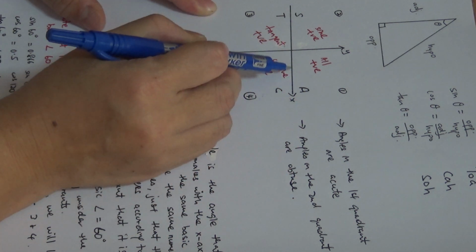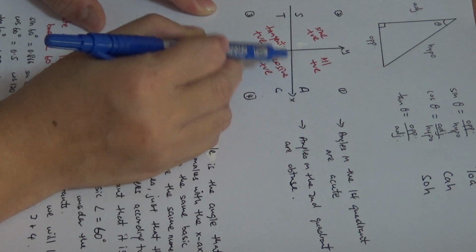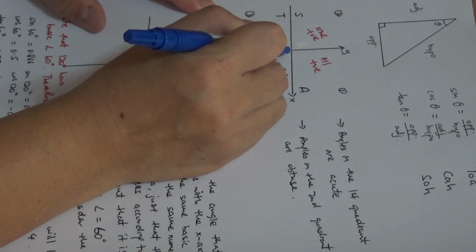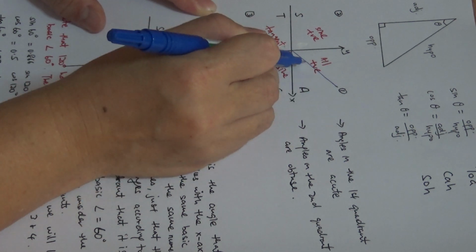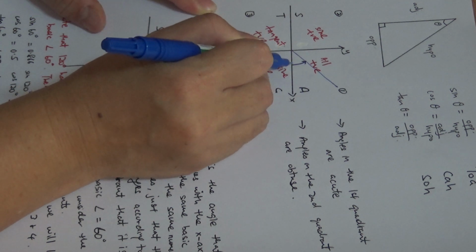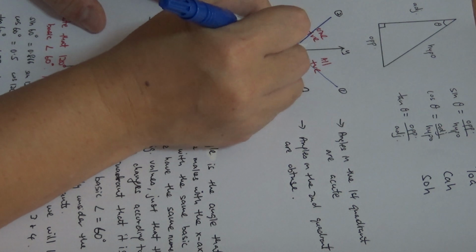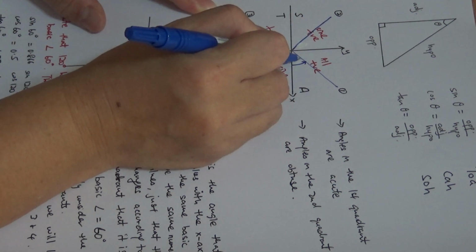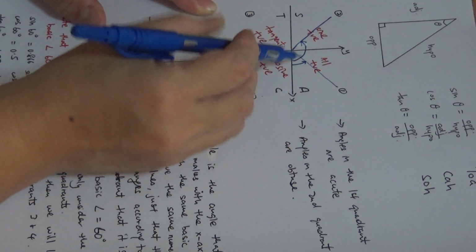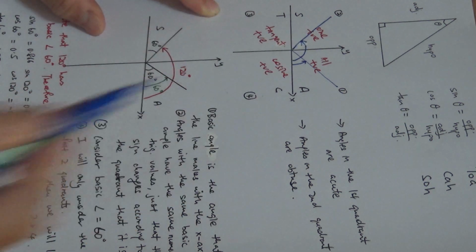Angles are measured with respect to this particular positive x-axis. If I have an angle here, that means this angle is measured from here to here and it is acute. If I have an angle over here, that means I'm measuring from here to here. So this is an obtuse angle.